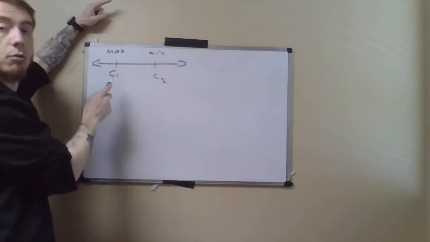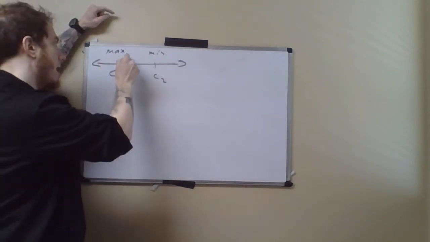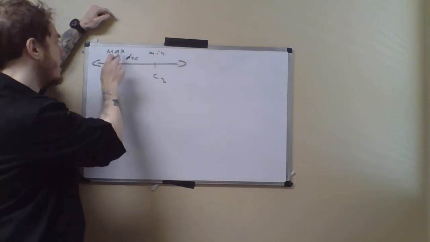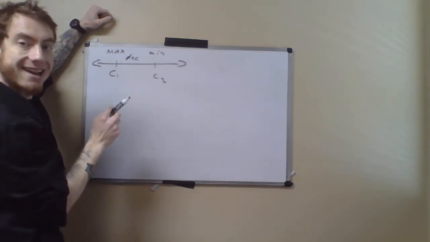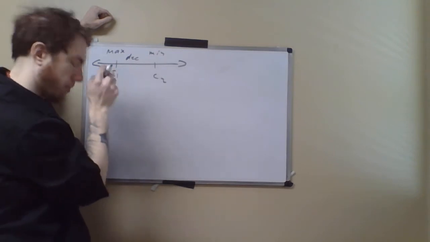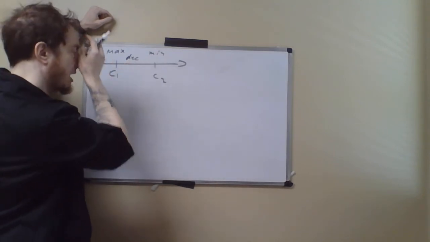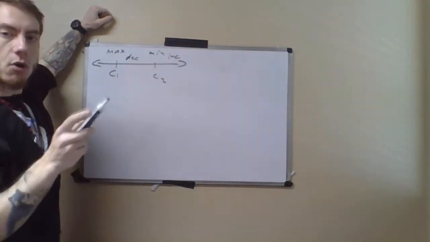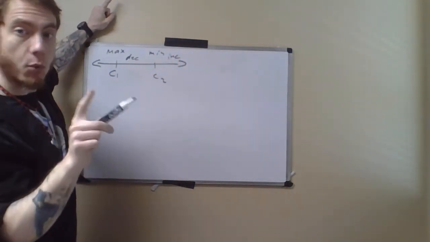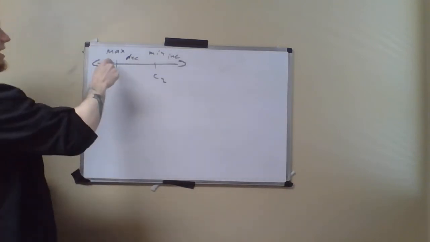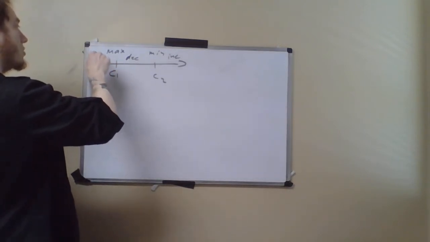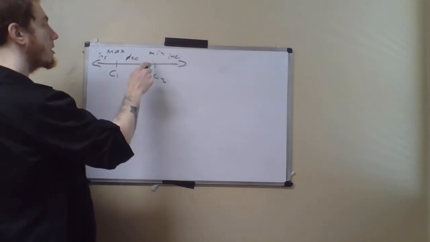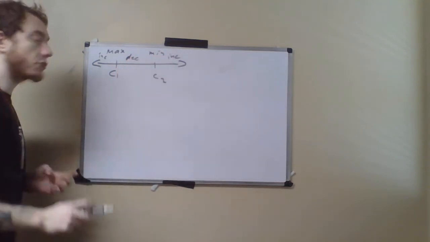Well, to get from a local maximum to a local minimum, I have to decrease. There's no other option. I have to be decreasing on the right-hand side of a maximum, and I have to be increasing on the right-hand side of a minimum. I finally got my right and left worked out. So if I know that I have a maximum, then I know that I'm going from increasing to decreasing. If I know that I have a minimum, I know that I'm going from decreasing to increasing.